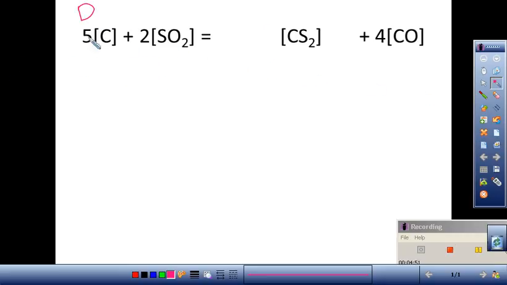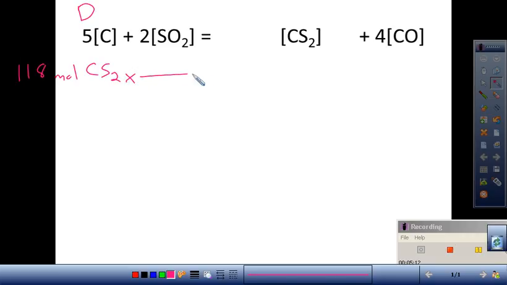Letter D says I start off with 118 moles of CS2. I don't want CS2, so I'm going to put it down here. Okay, now I'm going to a different chemical. They're looking for moles of SO2. So I'm going to put the chemical I'm changing into on top.